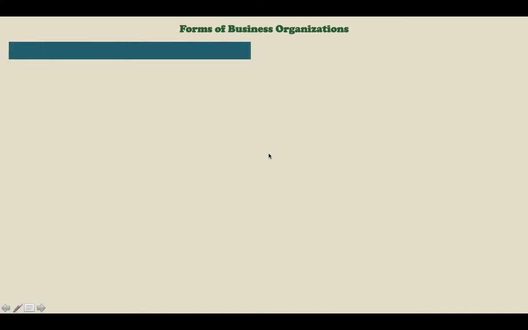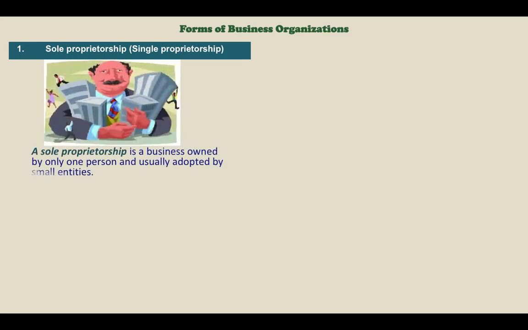First, let us study the forms of business organizations. You have learned this in your basic accounting. And the first form is sole proprietorship. As we have learned, sole proprietorship means that there is only one owner, so it's also called single proprietorship. A sole proprietorship is a business owned by only one person and usually adopted by small entities.